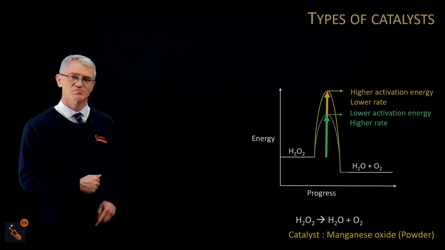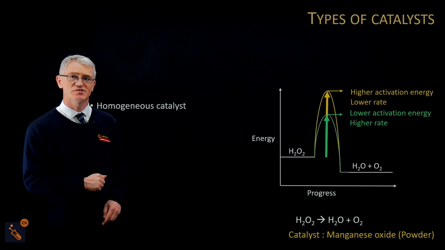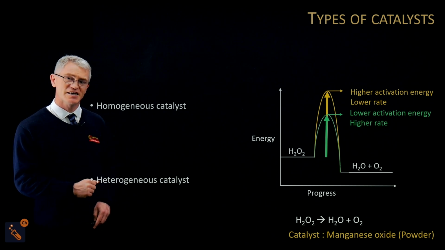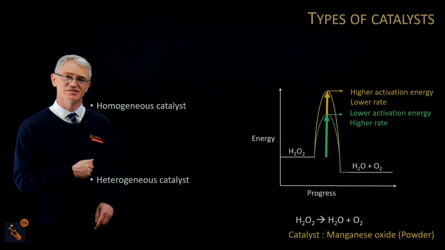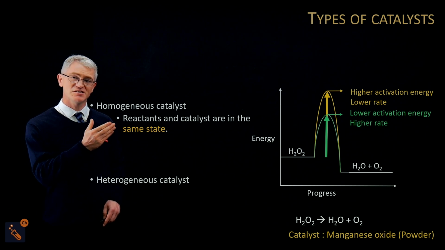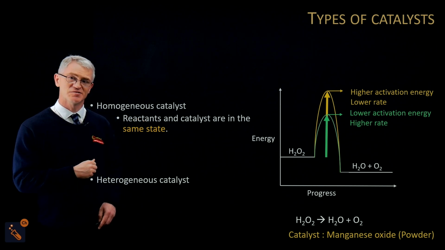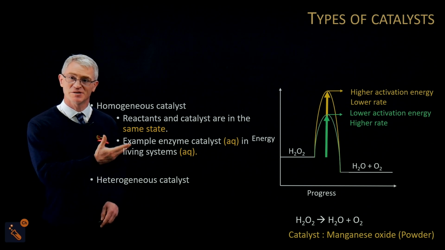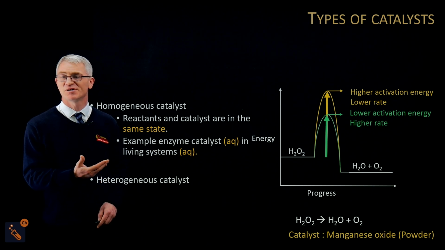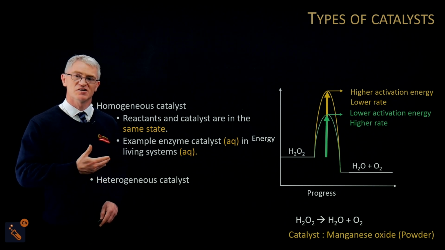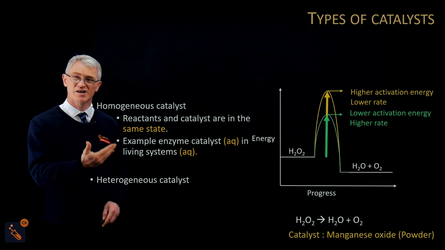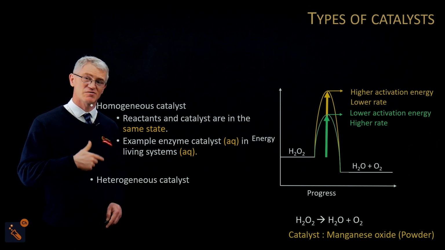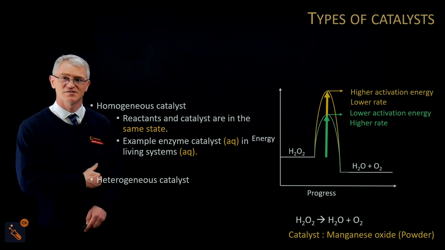Now, let's finally look at two different types of catalysts, homogeneous and heterogeneous. Homogeneous and heterogeneous just tells you the different types of catalysts that you have. Homogeneous is when the reactants and the catalyst are in the same state. An example of that is an enzyme catalyst in a living system, because they're both aqueous. When it comes to transition metals, you can put liquids into reactions, and you've got an aqueous with an aqueous again. So that's a homogeneous catalyst.